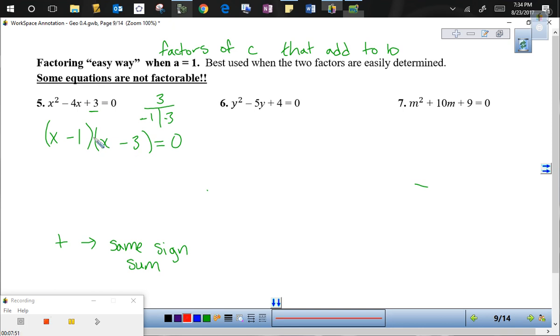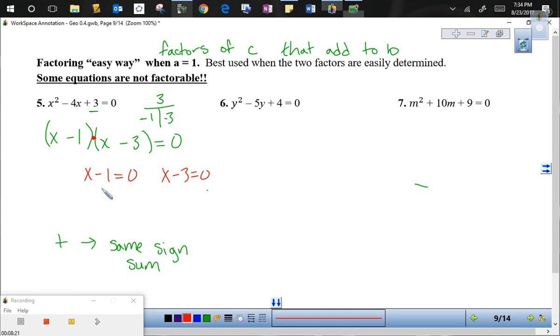Now this is a product. We're multiplying these 2 things together, and we get 0. The only way that's going to happen is if one of these parentheses is equal to 0, because we can say 0 times some number is 0, or some number times 0 is 0. If that's the case, we need to look at either of these. Let's see what happens if x minus 1 is 0, and let's see what happens when x minus 3 is 0.